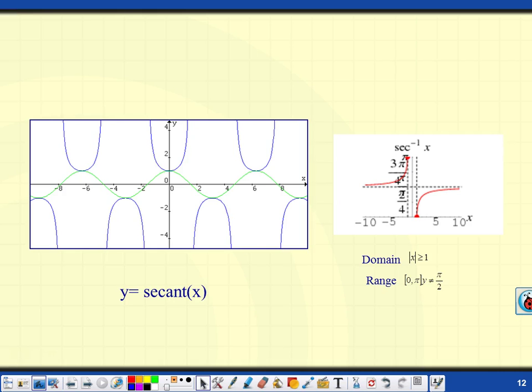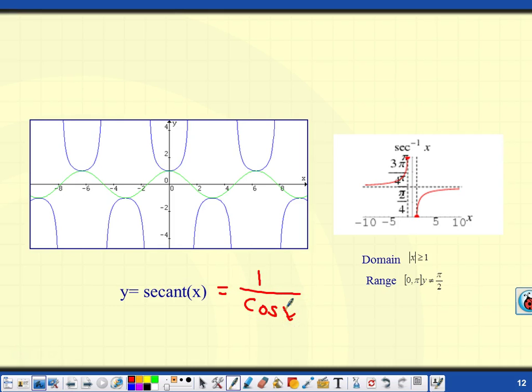Can you see this tiny green line? What is that tiny green line? Oh, which one is it? There we go. Okay, that's cosine. Secant is the reciprocal of cosine.